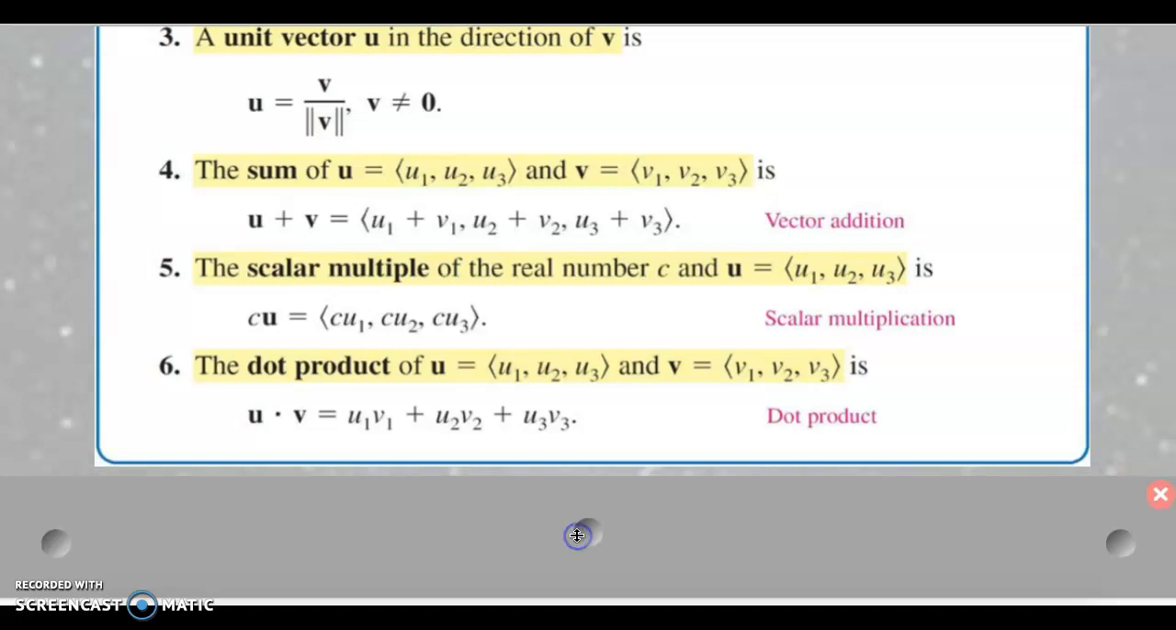And last but not least, we've got our dot product. Our dot product is going to give us a numerical value. It is not going to give us a new vector. So the dot product of u dot v is the product of the x components plus the product of the y components plus the product of the z components. So let's practice a couple of them.